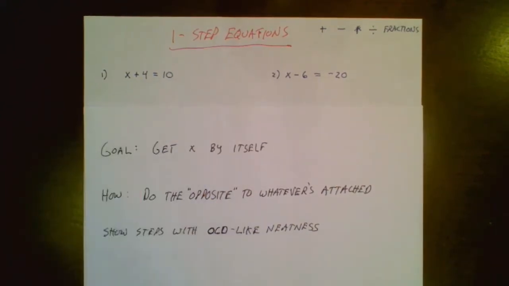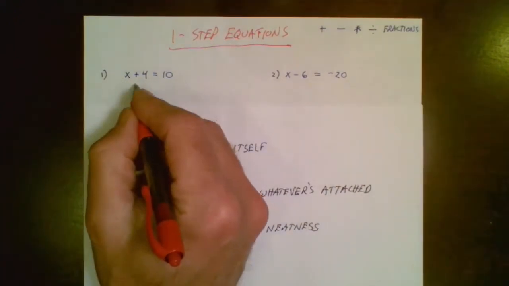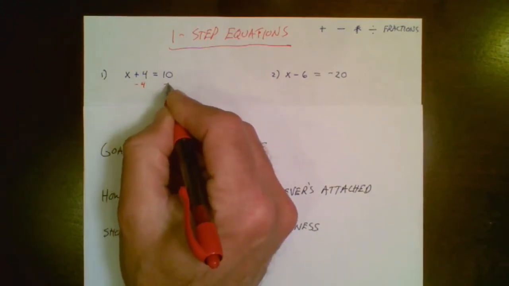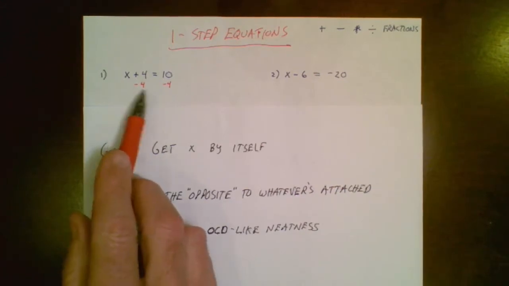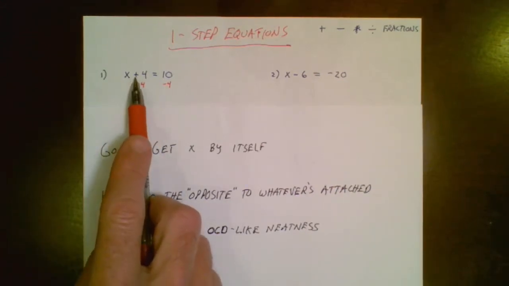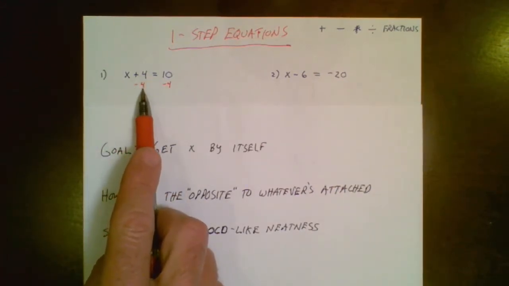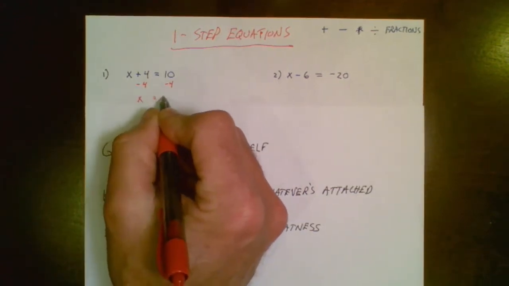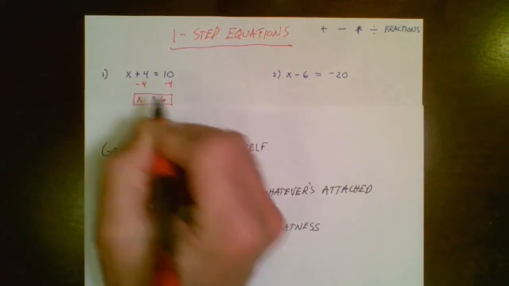x plus 4 equals 10. My goal is to get x by itself. The 4 is attached by addition, so I do the opposite, and I'd make sure I do it to both sides. So I need to get rid of the plus 4. I do minus 4 on the left, minus 4 on the right. When I do that, I get x equals 6, and I'm done.